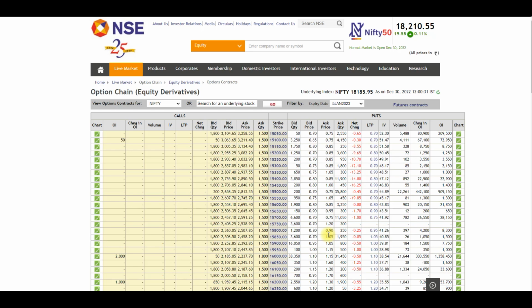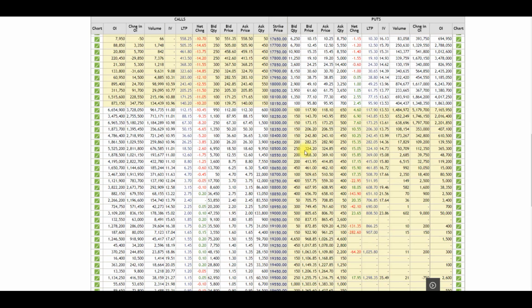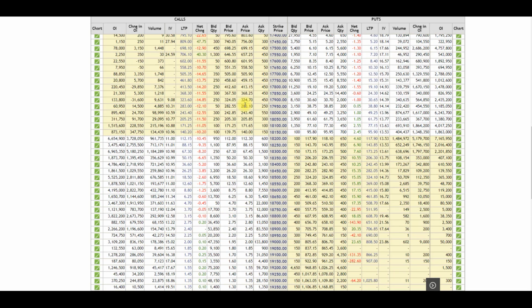This is the NSE website, and now we are looking into the option chain of Nifty 50. The current market price is 18,185. So the strike price near to 18,185 is 18,200. So 18,200 strike price is at the money. This is the strike price which is marked in the center, and the values marked on the left side are for the call side and this is for the put side. The strike prices marked in yellow are all called ITM, and those marked in white are all called OTM. Same for the put side.